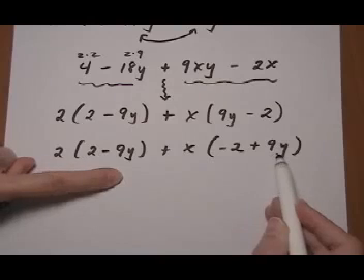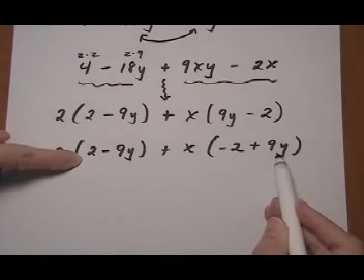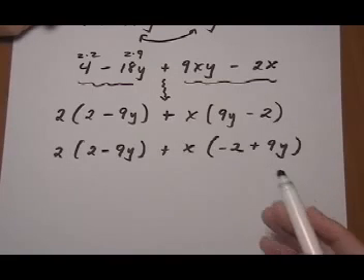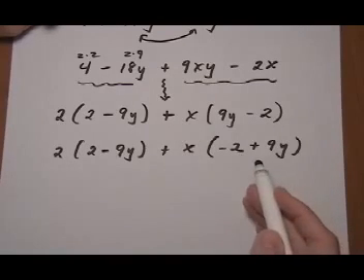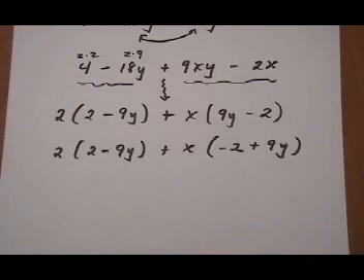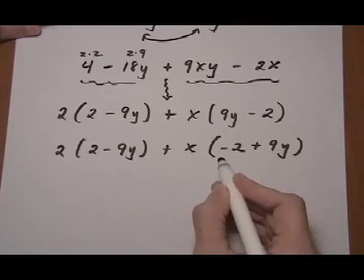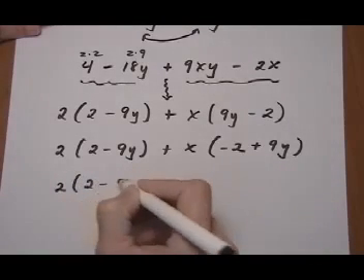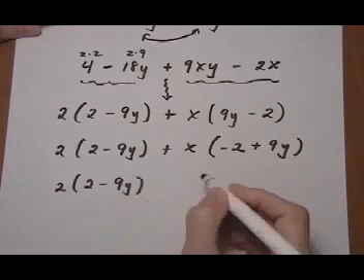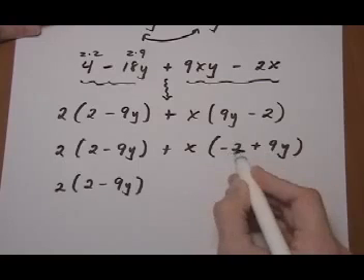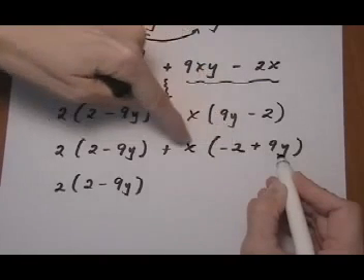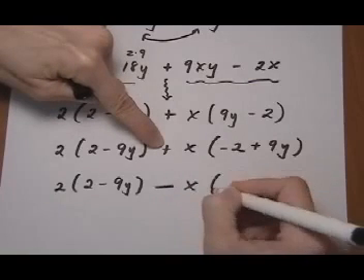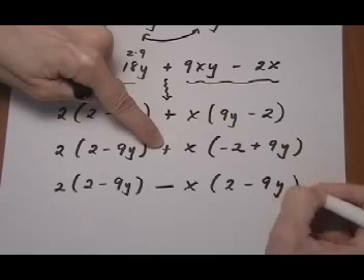2, 9y. But they have different signs. This one's plus 2, minus 9y. This one's minus 2, plus 9y. They need to have the same sign and the same order for me to be able to say, yes, they are common, and pull them out. So now we need to switch the signs on the last one. The first one stays the same, 2 times 2 minus 9y. If I pull out a minus sign from both of these, they switch signs. That's okay to do, as long as I switch the sign right here: take away x times 2 take away 9y.